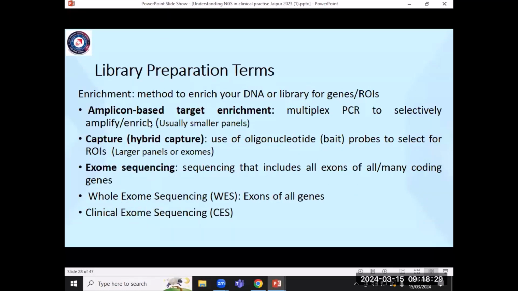Library preparation terms. So what are these? Just to get you acquainted whenever you are looking into the reports. Enrichment: that is what kind of method was used to enrich your DNA library. Amplicon-based target enrichment, which I mentioned uses PCR, and hybrid capture, that uses oligonucleotide baits. You saw those flow cells and the chip on which the bases are added. And exome sequencing, which includes all exons of all genes, whole exome sequencing, clinical exome sequencing.